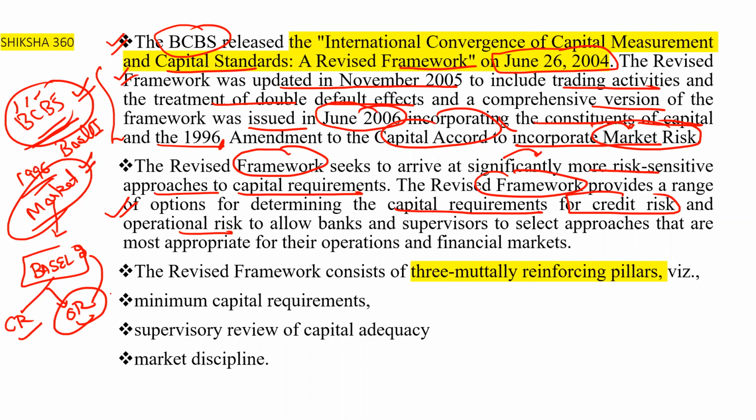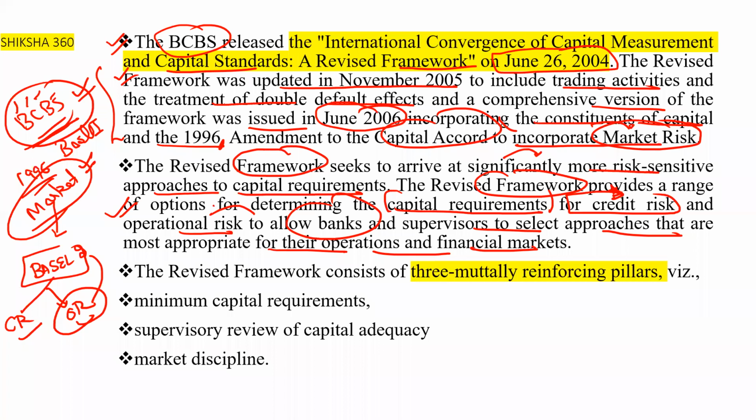The revised framework provides a range of options for determining the capital requirements for credit risk and operational risk, to allow banks and supervisors to select approaches that are most appropriate for their operations and financial markets. You have to remember all these things. Initially under the Basel I norm, market risk was inducted in 1996, and after that in the Basel II norms they revised the framework and included credit risk and operational risk as well.